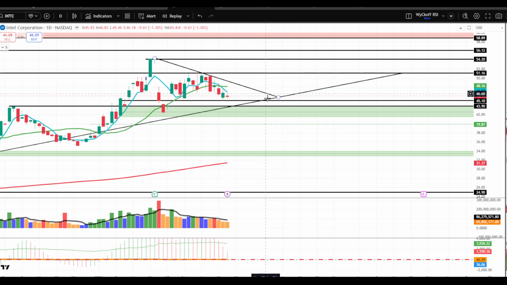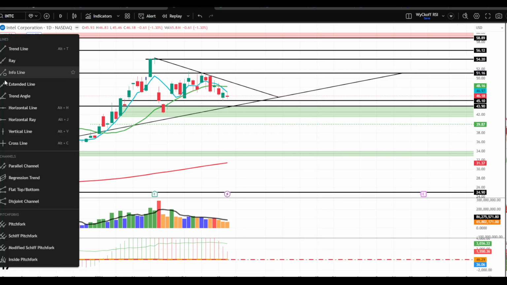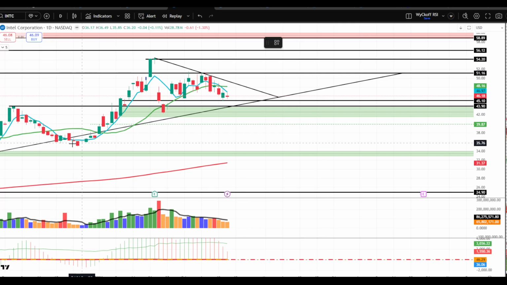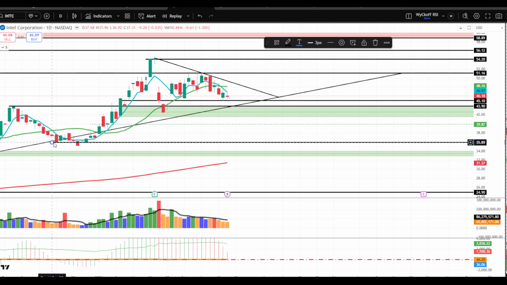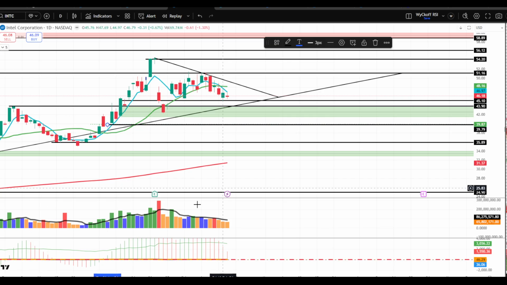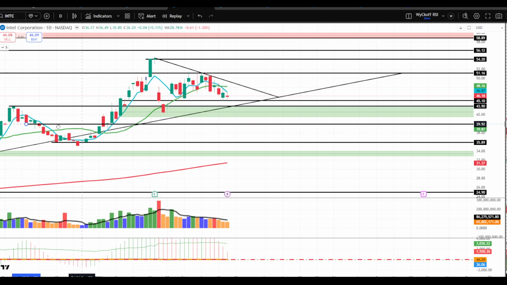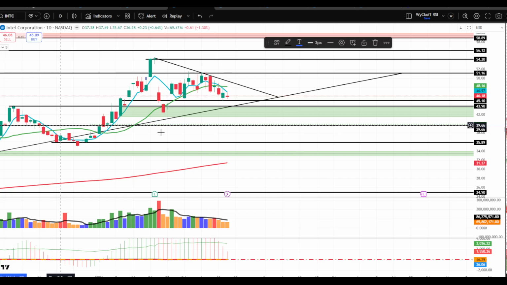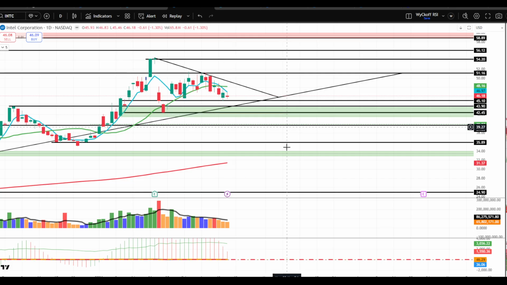Or it could fail, break through this support and come down to the next level of support. I don't know if it'll get down that low, but you could find various levels of support in case it does drop, if it breaks trend, right? So just some things to consider, some things to look at.